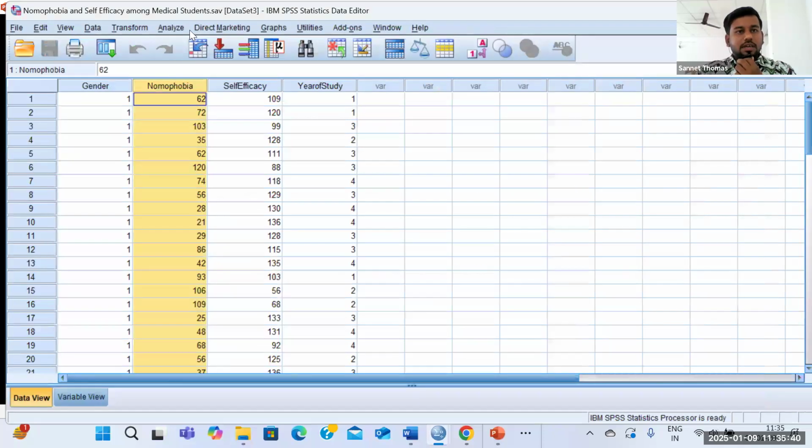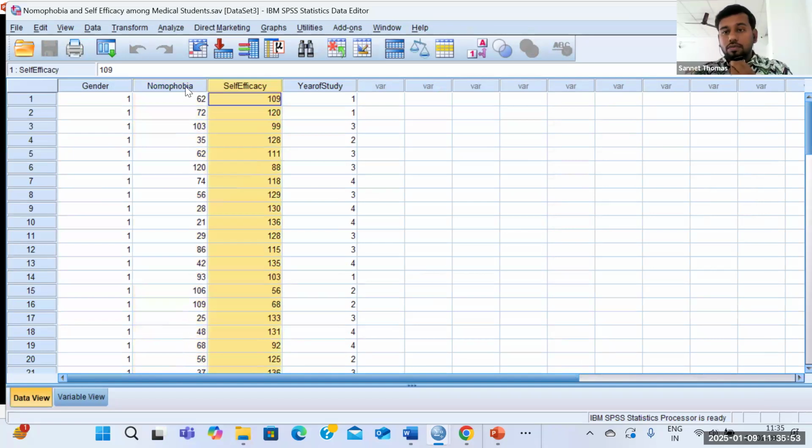Similarly, for example, gender is here. If you want to find out the significant differences across gender, male and female, how many have a high level of nomophobia, whether males or females have a high level of nomophobia.